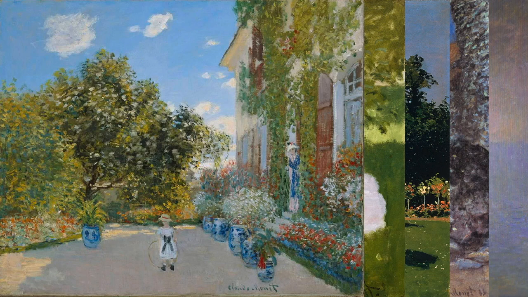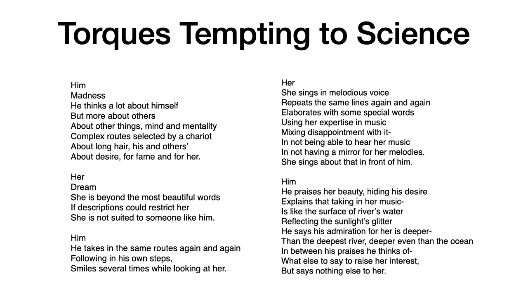This is from Complaints of a Selfish Soul. This poem is titled Torques Tempting to Science. Him, madness. He thinks a lot about himself, but more about others, about other things, mind and mentality, complex routes selected by a chariot, about long hair, his and others, about desire for fame and for her dream. She is beyond the most beautiful words. If descriptions could restrict her, she is not suited to someone like him.